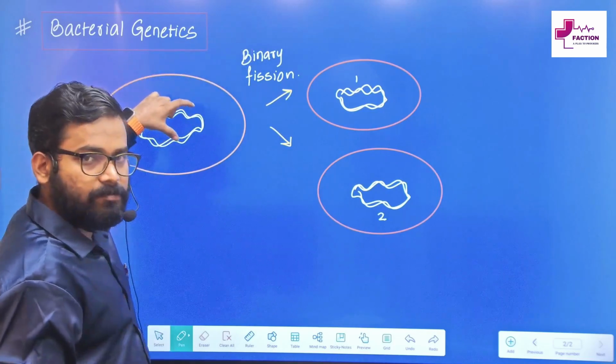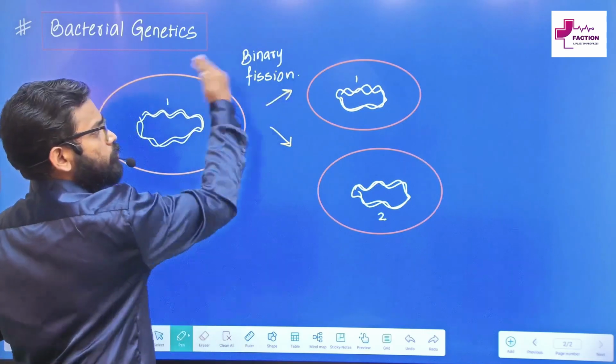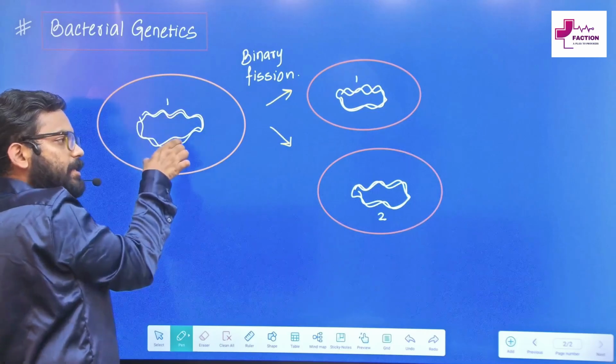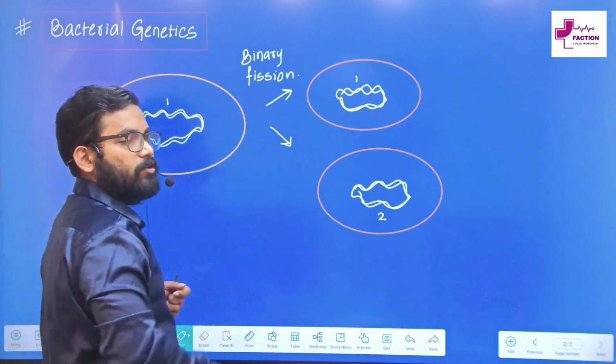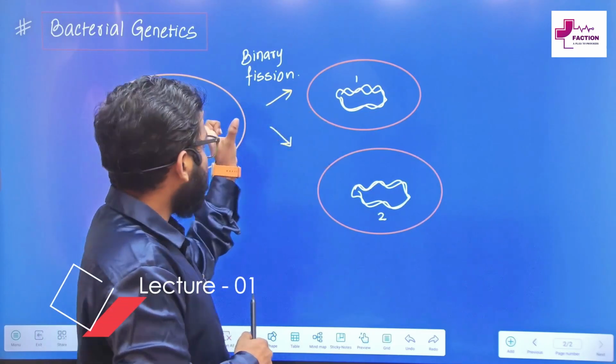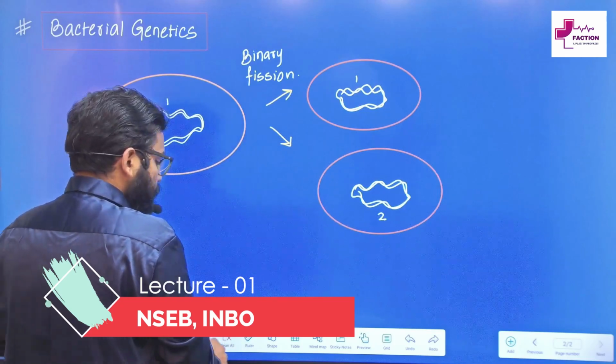So if the question asks when does DNA replication take place in a bacterial cell, the answer is easy: prior to fission, that is, before binary fission, the DNA of bacteria replicates and eventually gets transferred into two daughter cells. This seems like mitosis, but actually we use the term binary fission here. But there is a problem in this process.